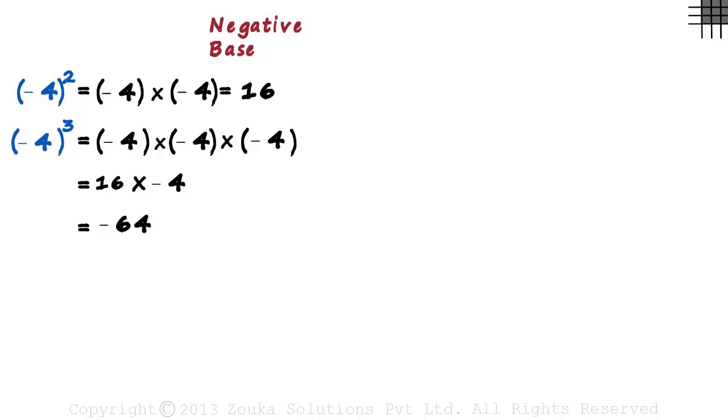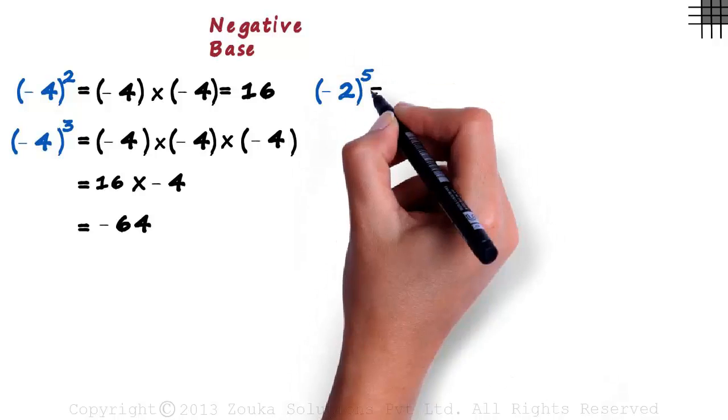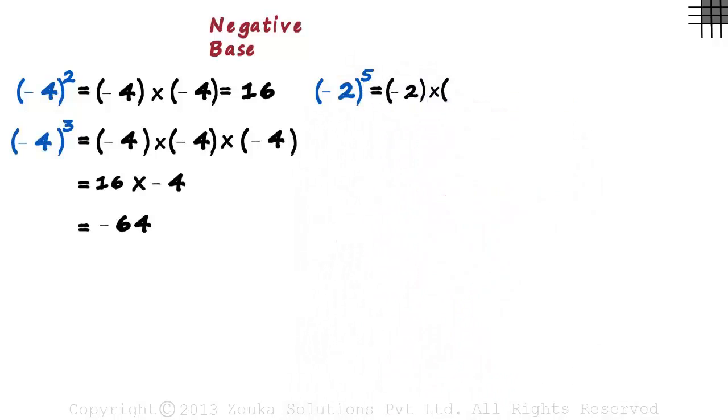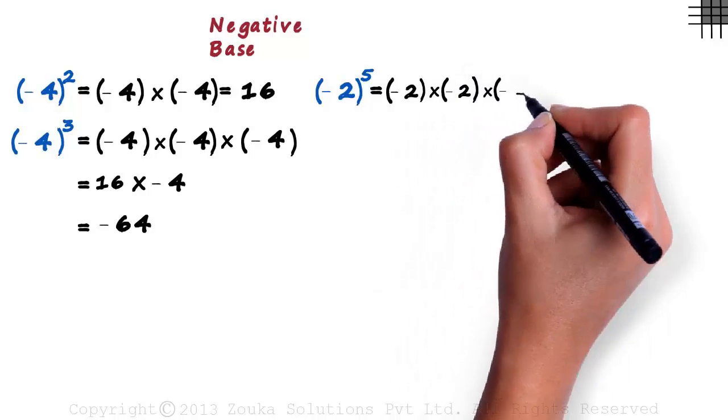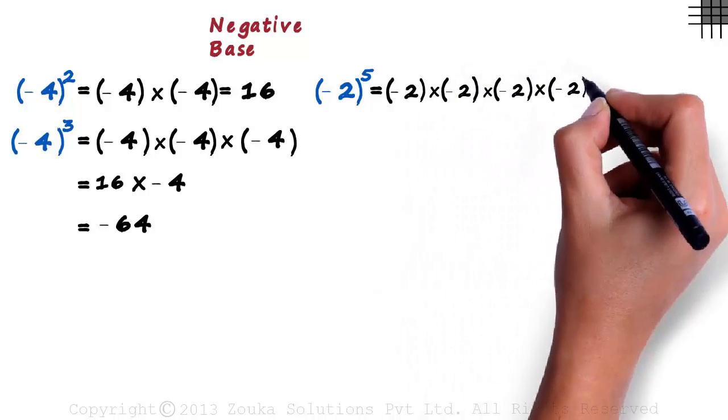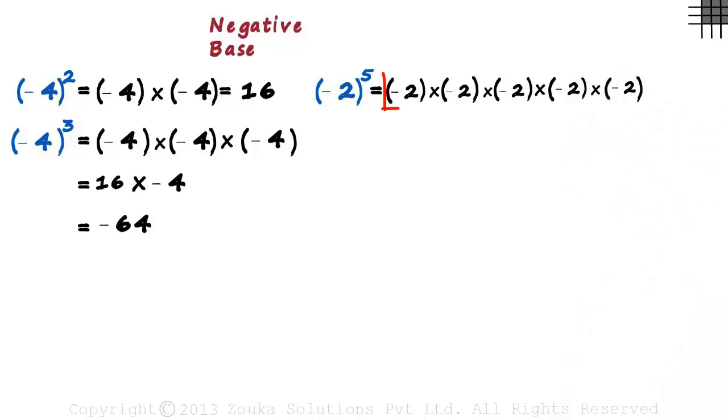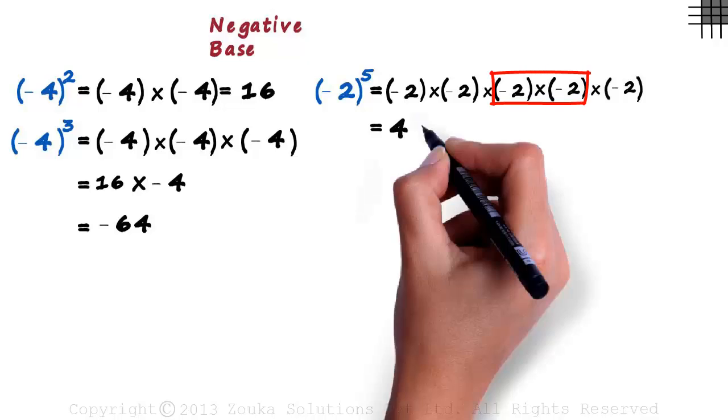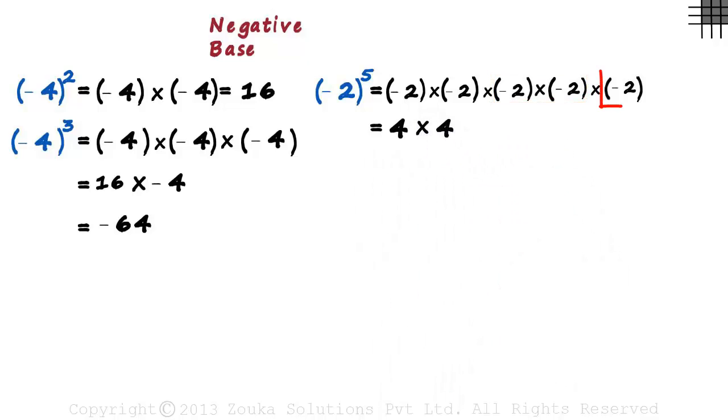Let's solve minus 2 the whole raised to 5. That would equal minus 2 multiplied by minus 2 multiplied by minus 2 multiplied by minus 2 multiplied by minus 2. Minus 2 multiplied by minus 2 gives us 4. Again, minus 2 multiplied by minus 2 gives us 4. And we write minus 2 as is. That equals 16 multiplied by minus 2, which equals minus 32.